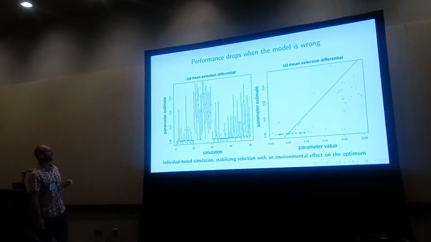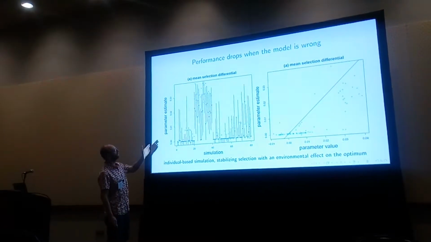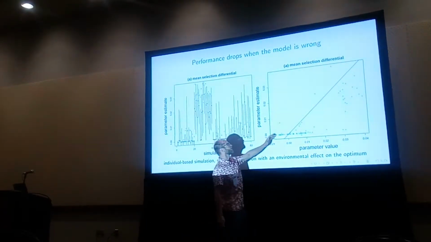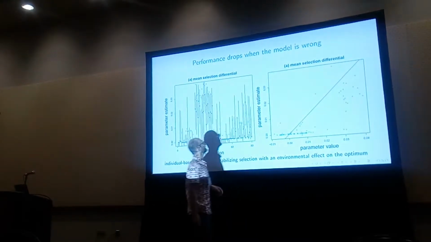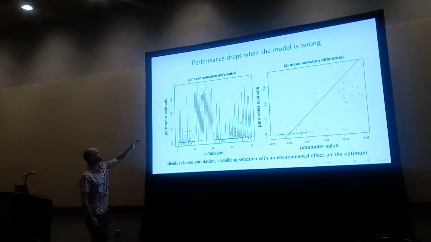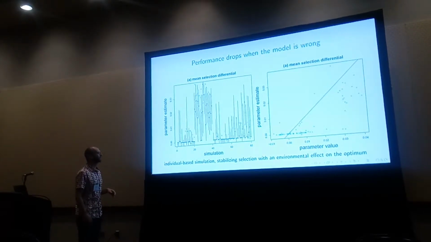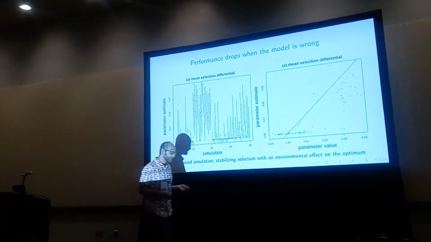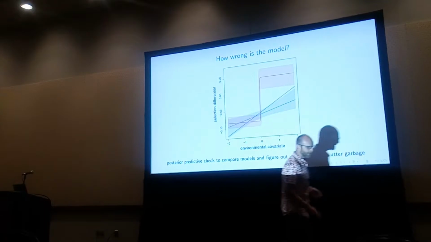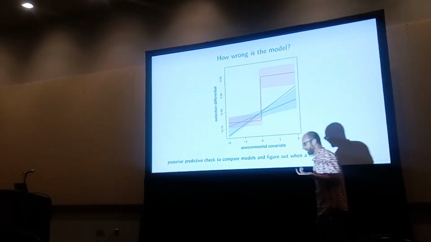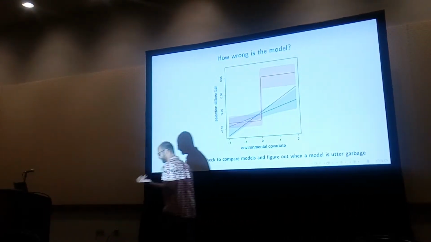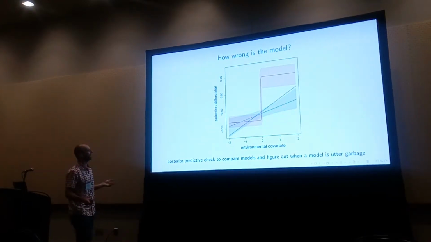Here's the results of that bad model. You still have a good relationship overall between the estimates and the true values, but it's much weaker, and we see shrinkage of estimates back towards 0. So performance drops pretty substantially when the model's wrong. So from that, I wanted to think some about, well, okay, how do we know when the model's wrong? How do we know when it's wrong enough to really care anyway?